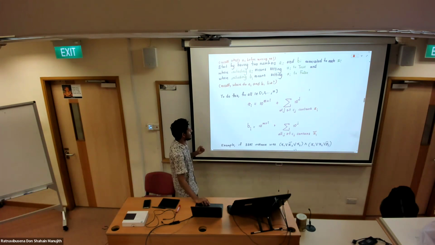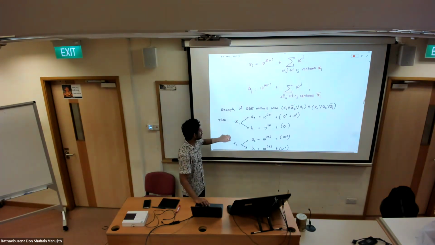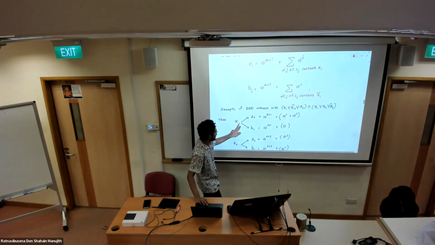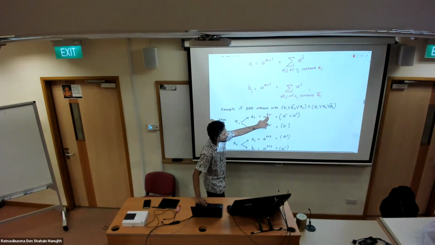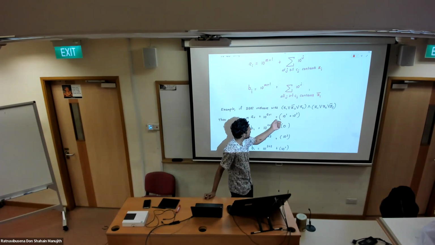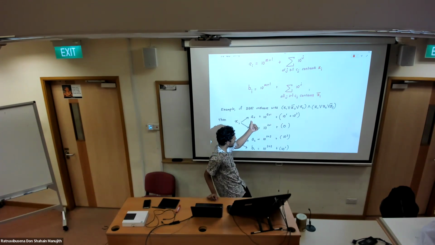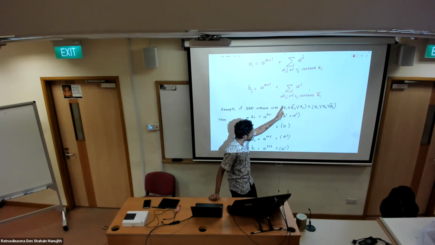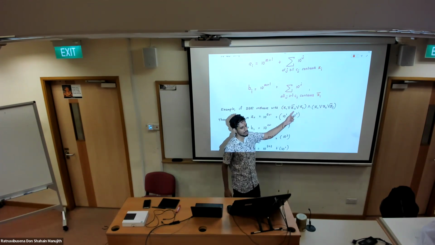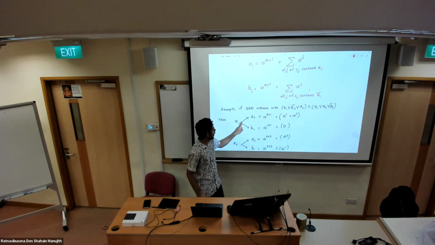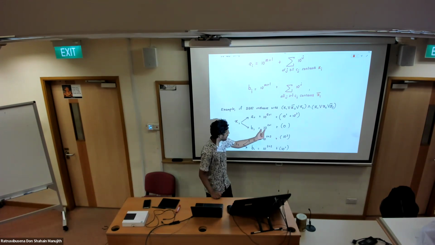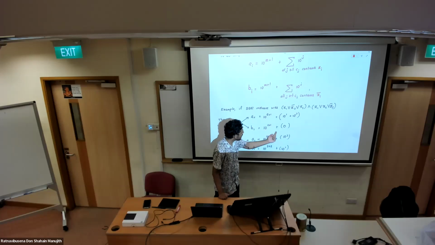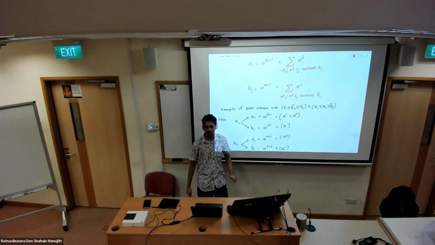For example, if the 3-SAT instance was this thing, for x1 you define a1 and b1. So for a1, 10 to the m plus 1, where m is the number of clauses. How many clauses? 2. So 10 to the 2 plus 1, plus: you can see x1 is present in the first clause and x1 is present in the second clause, so you add 10 to the 1 plus 10 to the 2. Then for x1 you define b1, which is 10 to the 2 plus 1, the same as for a1, plus 0, because you can never find the negation of x1 in any clause.